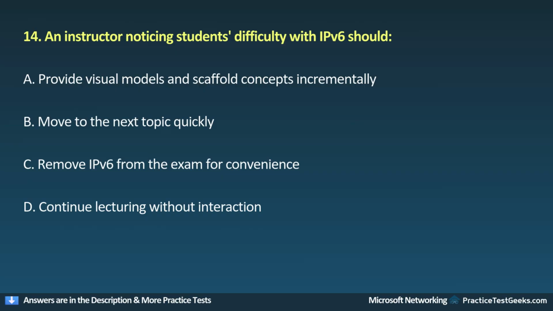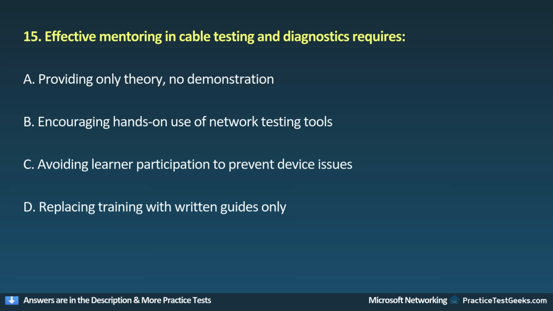14. An instructor noticing students' difficulty with IPv6 should: A. Provide visual models and scaffold concepts incrementally. B. Move to the next topic quickly. C. Remove IPv6 from the exam for convenience. D. Continue lecturing without interaction.